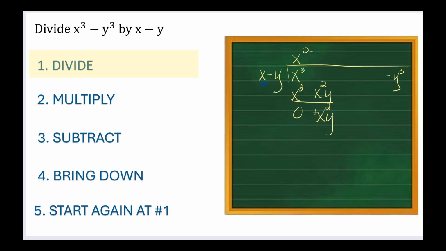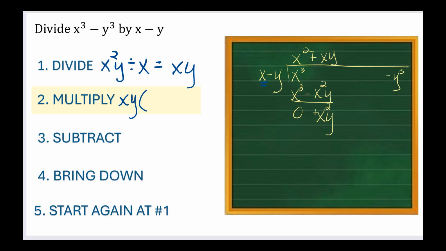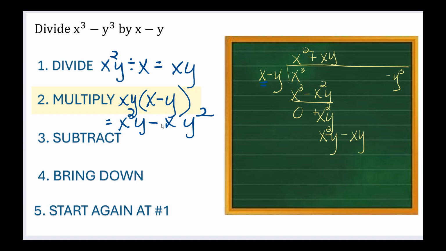So we're going to divide x into x squared y. So x squared y divided by x is going to be xy. So plus xy right here. Now we multiply xy times x minus y: x squared y minus xy squared. That is going to go down here, and we're going to line up our like terms. X squared y goes right under that x squared y, minus xy squared. And now we're going to subtract. X squared y minus x squared y is 0. 0 minus negative xy squared is positive xy squared.